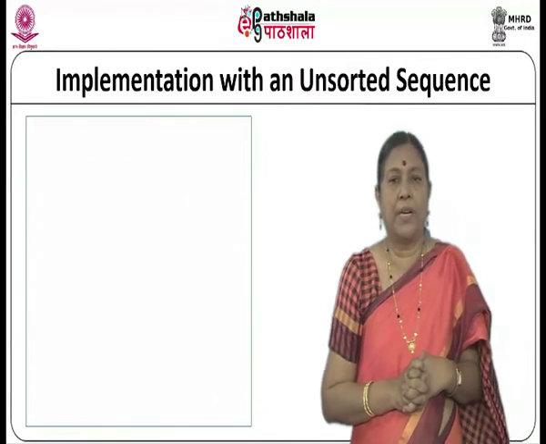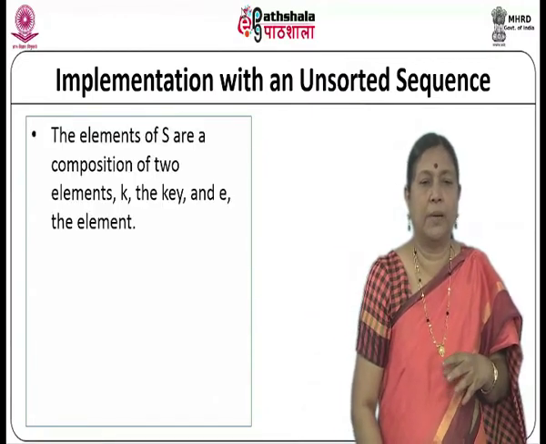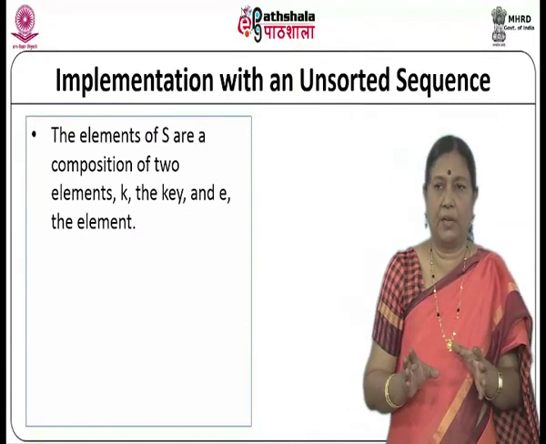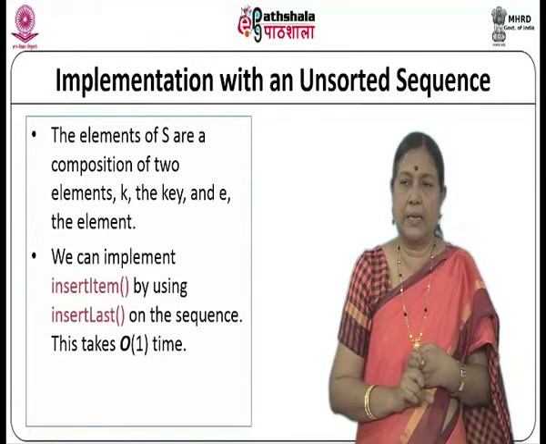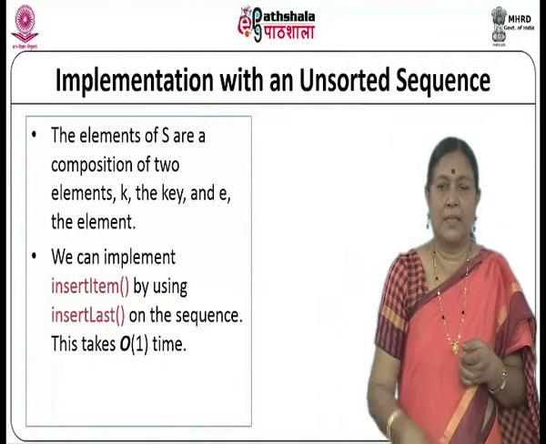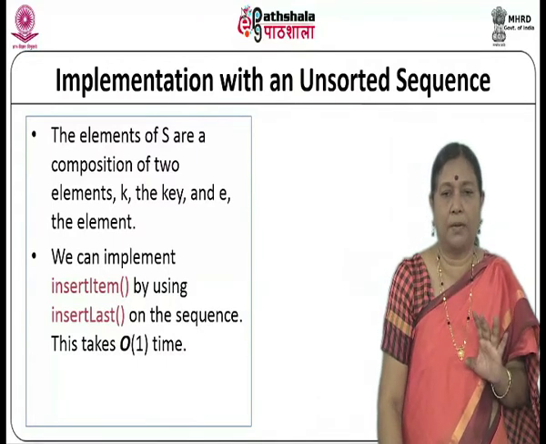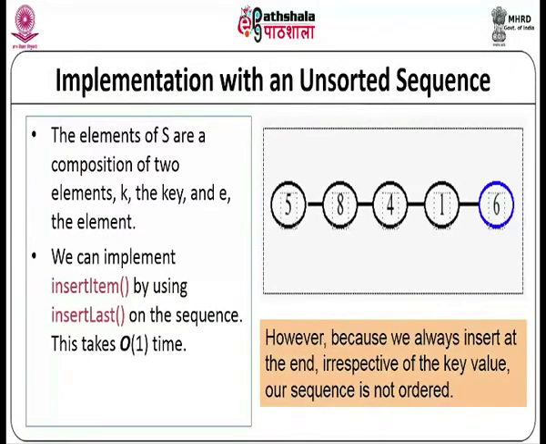So, let us look at the implementation of a priority queue now. We are going to look at implementation with an unsorted sequence. The elements of S are a composition of two elements, key and element, and we can implement insert item by using insert last on the sequence, which takes O(1) time. When we are inserting, we are not bothered about the priority. So, here we have inserted 6. However, because we always insert at the end irrespective of the key value, our sequence is obviously not ordered, and that is why it is called an unsorted sequence.